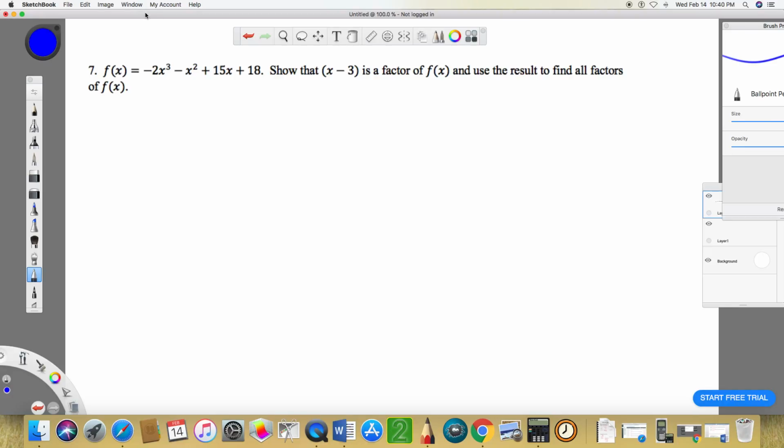Let's take a look here at number 7. We have this function f of x is equal to negative 2x cubed minus x squared plus 15x plus 18. We want to factor it, and we do not have any skills yet to help us to do that.